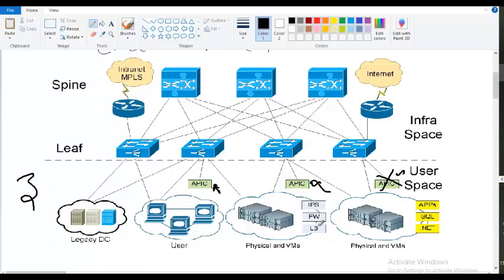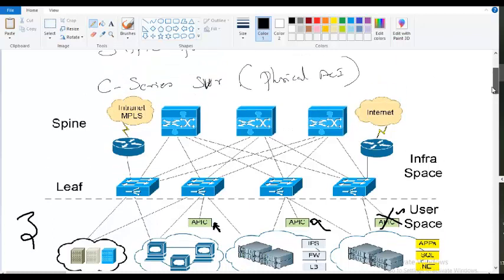So in short, what I want you to remember is, in order to write the information into the APIC's database, we must have more than half of the APIC size. Half, more than half. If you have 3, more than half is what? 2 APIC. Do you have any question on APIC now? No, sir, I don't have.